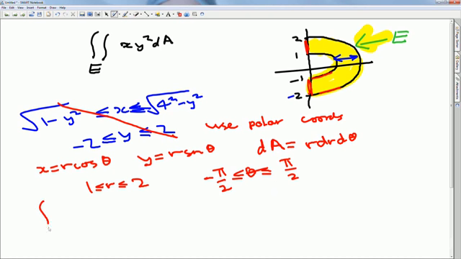So therefore our integral now becomes the integral of x, which is r cos theta, y squared, which is r squared sine squared theta. And dA becomes r dr d theta. Instead of writing it this way, I should write down the limits for r first. So r is between 1 and 2, and theta is between minus pi on 2 to pi on 2.